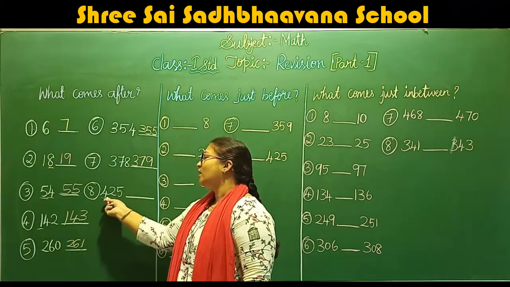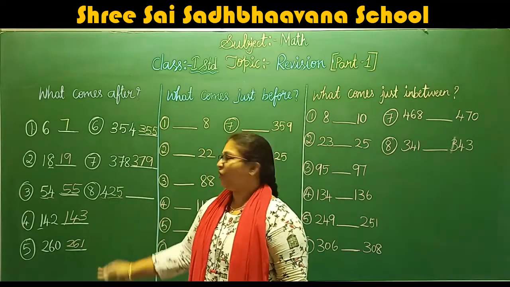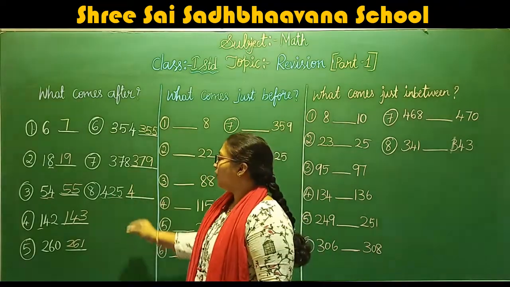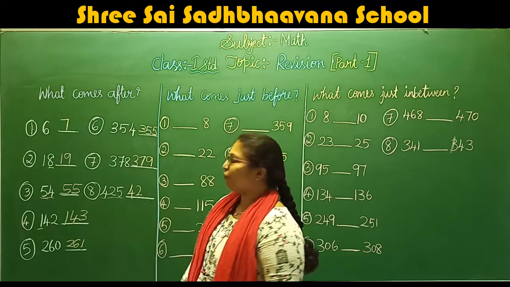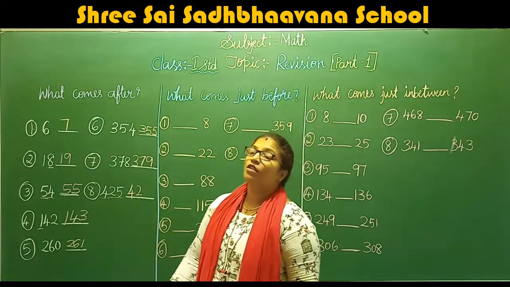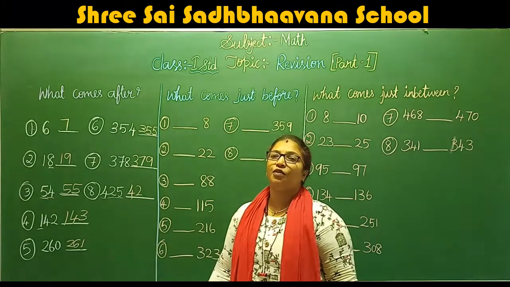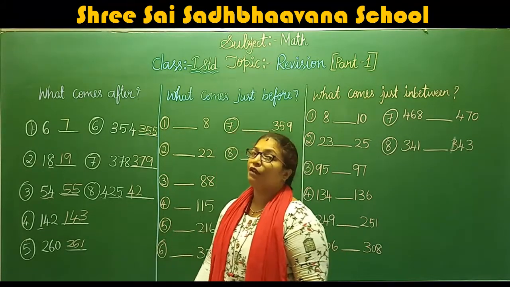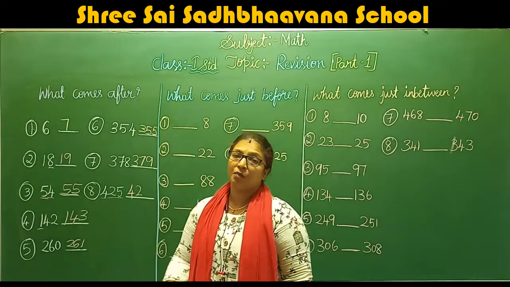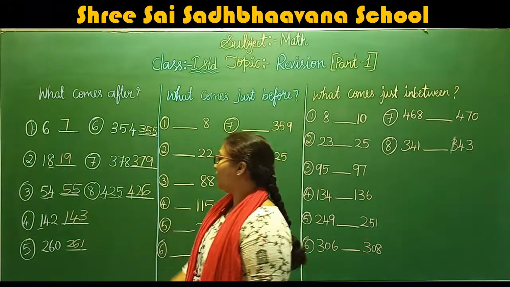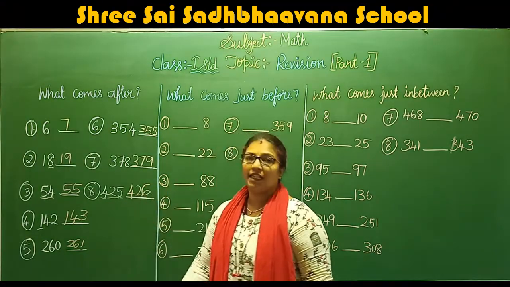So next, 425. The hundreds place 4 will be the same. The tens place 2 will be the same. The ones place 5 is there. So what next number do you have to write for 5? The next number is 6. If you add one more to 5 it becomes 6. So you have to write 6. 426.